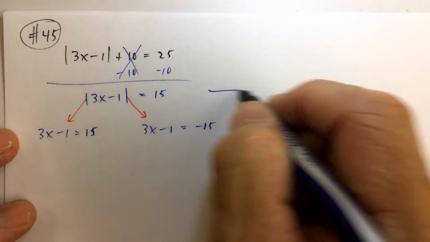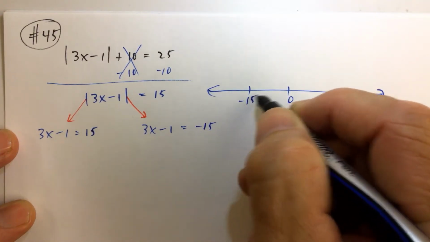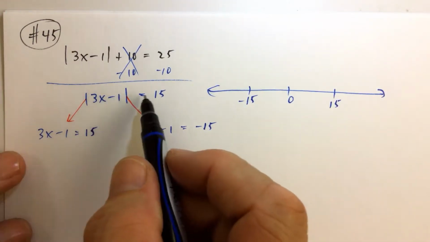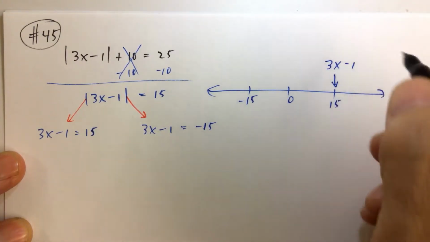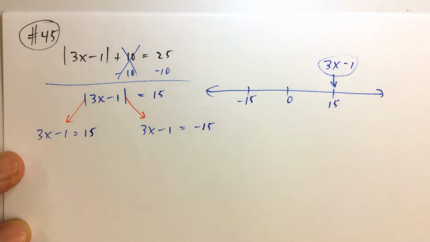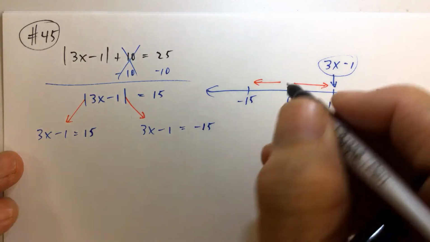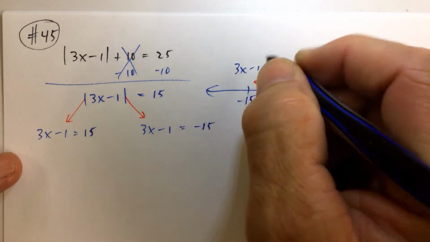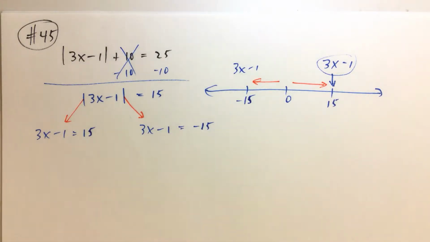If we look at that on a number line, we have 0 here and 15 there. When the absolute value of something is 15, that something is 15 units away from 0. So 3x minus 1 is 15 units to the right of 0, but we also have the other direction from 0, to the left. So 3x minus 1 is also going to be equal to negative 15, because 3x minus 1 is the expression inside the absolute value bars. And when you break it up into two separate equations, it becomes a lot easier.